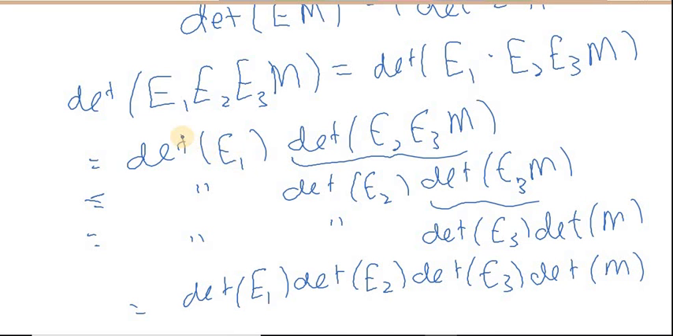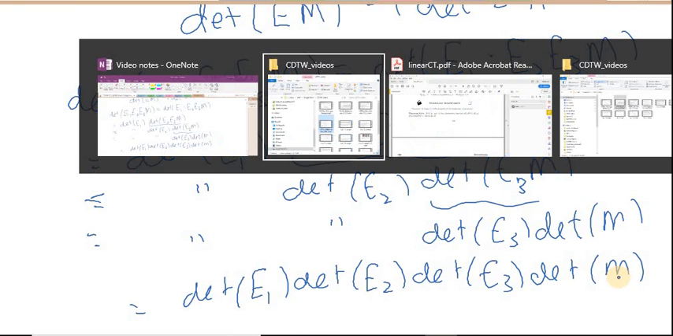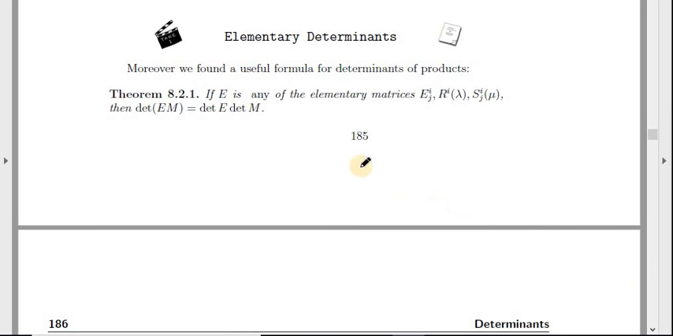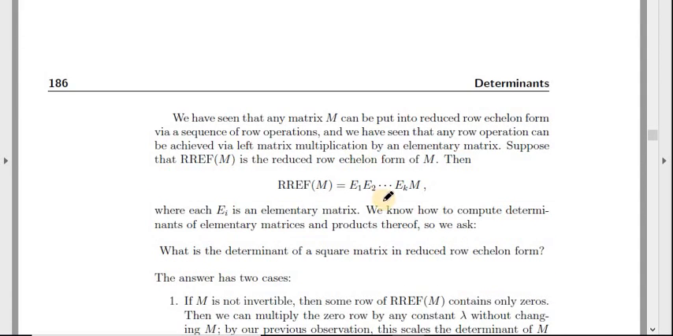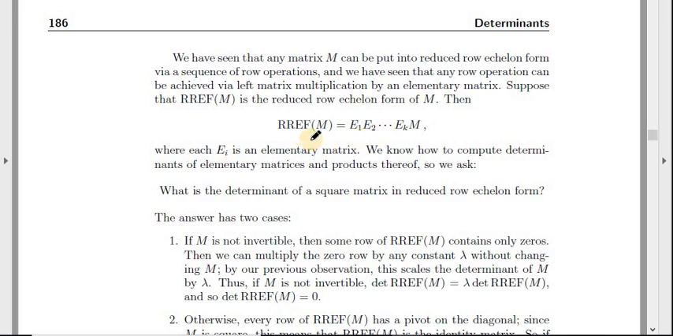In other words, if I take any number of elementary matrices times a matrix and take the determinant of the result, all I need to do is take the product of the determinants of the individual elementary matrices multiplied by the determinant of the original matrix. And that's what's expressed in this formula here. Well, not quite. We're going to apply this formula. Remember that the row echelon form of M is the product of elementary matrices times the matrix.